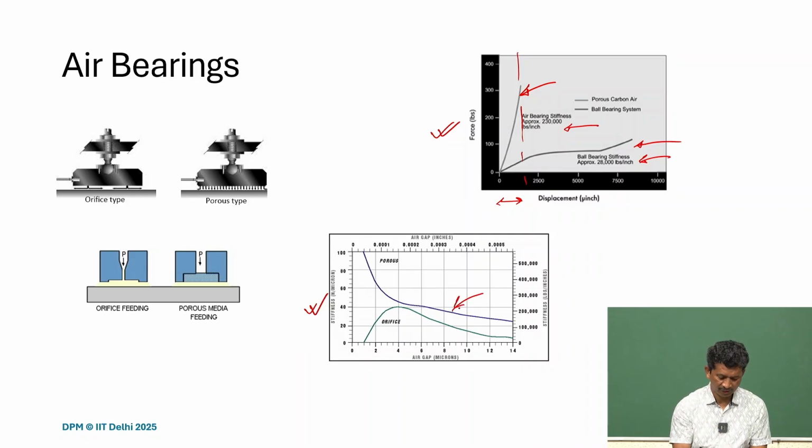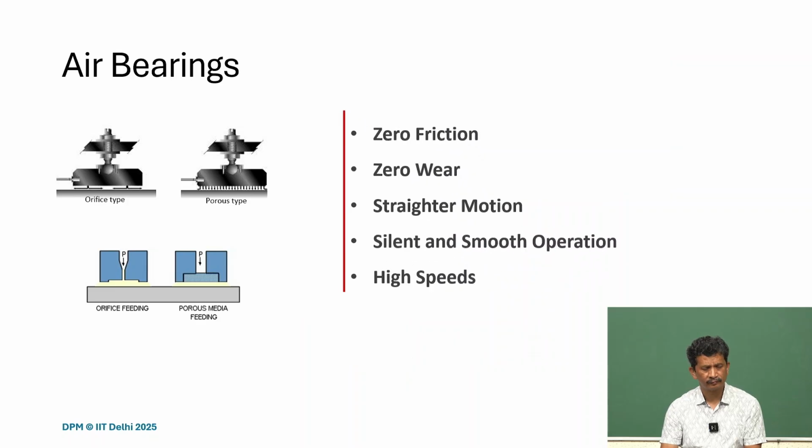Here what we have compared is the porous versus orifice type, and again the stiffness, you can see here, is very high and is as good as any contact type of bearing. And how we get it, we'll understand from their characteristic plots.